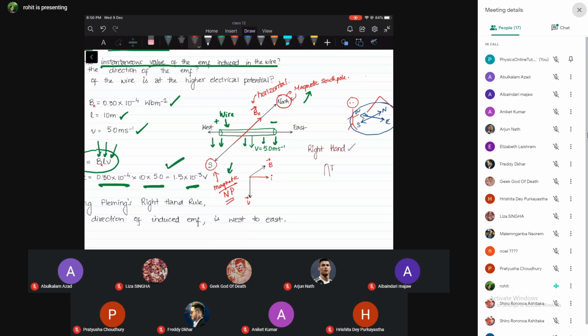The thumb should point in the direction of motion. You can already understand the thumb should point down, right? Because that's the motion of this rod. Then the second finger should be pointing inside the screen, right? All of you, are you getting me? The second finger should point inside the screen. Your second finger means this finger, okay? And your third finger, wherever it is pointing, that's the direction of induced current.